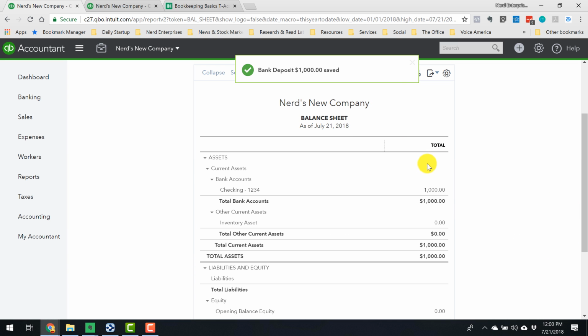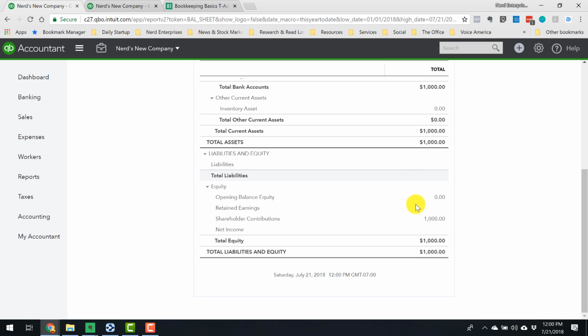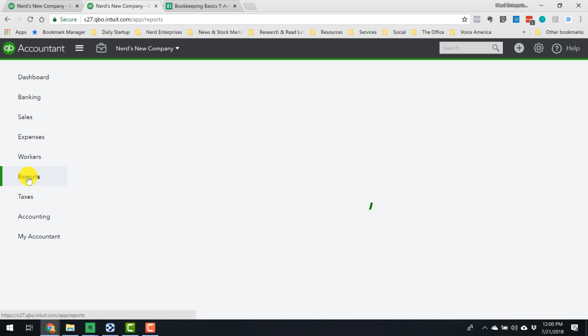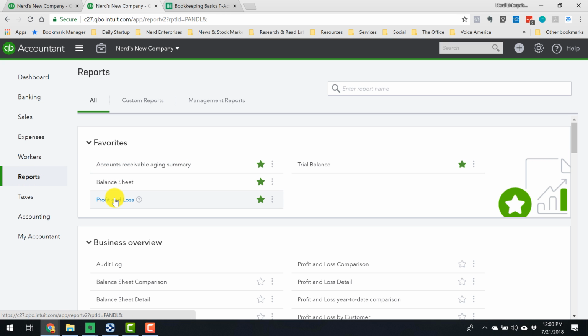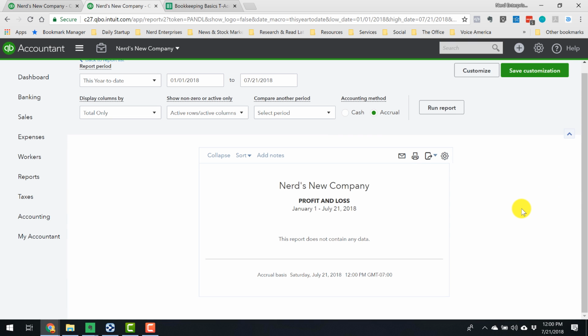And it takes me right back to the balance sheet because that's what I had up before I went to create the transaction. So we didn't even need to go to the other tab. Right away, I can now see I've got $1,000 in the checking. I've got $1,000 in shareholder contributions. If I go back here and run my profit and loss, we've got nothing because nothing we did in that transaction had any impact on the profit and loss statement.